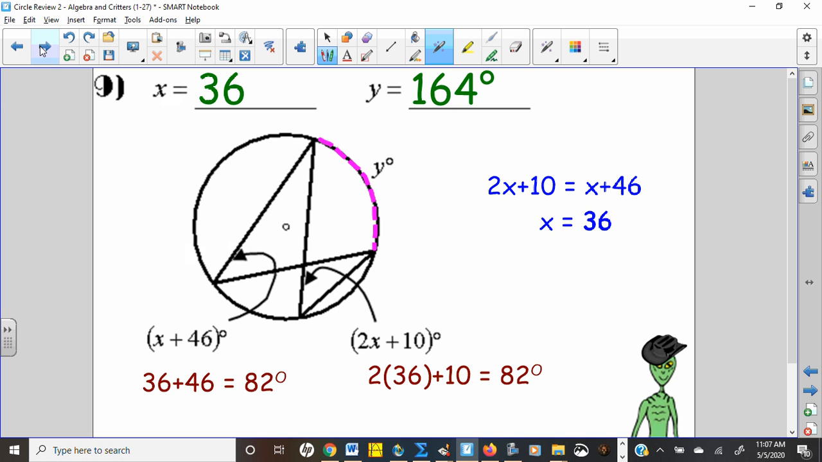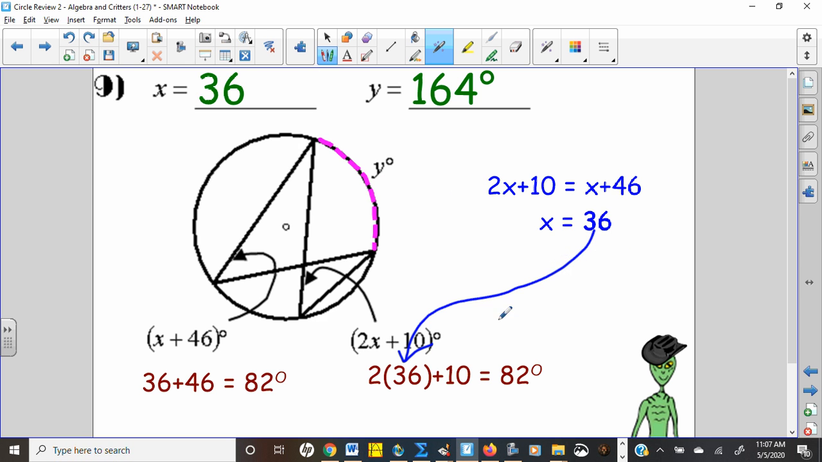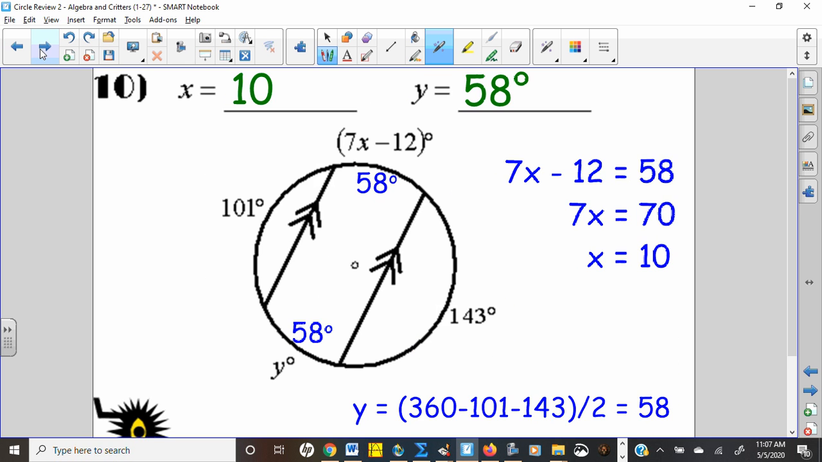Number 9, I have these 2 inscribed angles, this one and this one, and they're both intersecting the same arc. So by theorem 10.8, they have to be congruent, which means that the angles have to be equal. Once you know that x is 36, we can substitute that back in to get the value of the angle, which doubled is equal to the value of the arc.